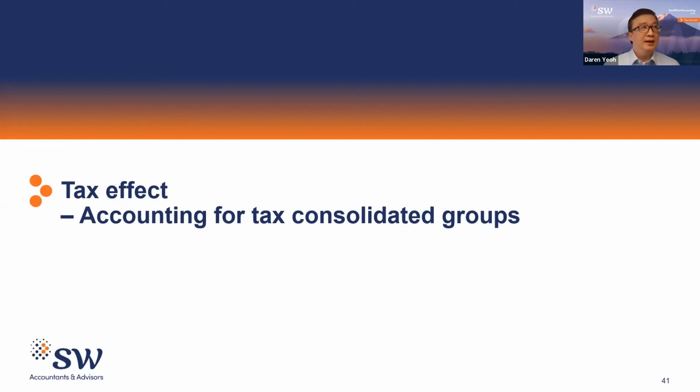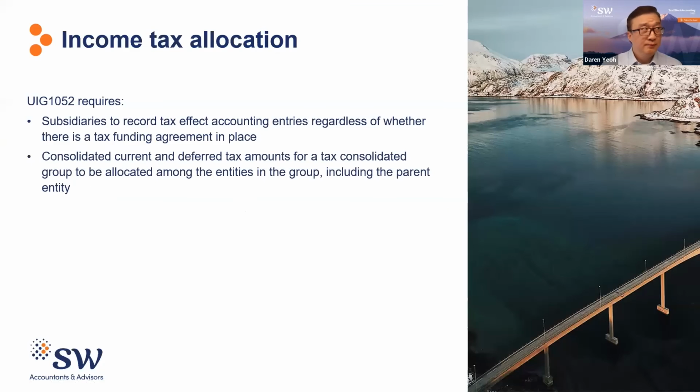Okay, so now we'll look at the accounting for tax consolidated groups. So the relevant pronouncement will be UIG 1052, which requires subsidiaries to record their tax effect accounting entries, regardless of whether a tax funding agreement is in place. So we'll discuss what that is. What that means is that each and every entity in your tax consolidated group should be preparing their own tax effect accounting calculation. You then work out where the current and deferred tax balances need to sit.